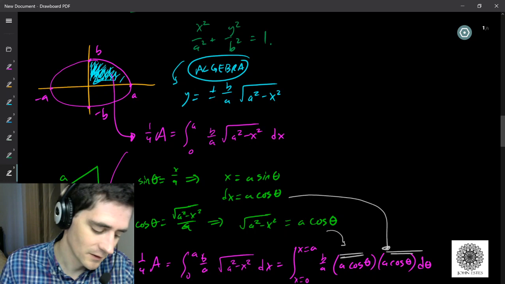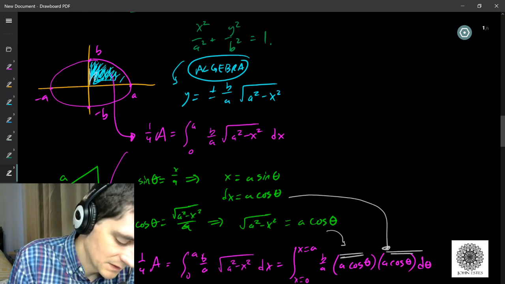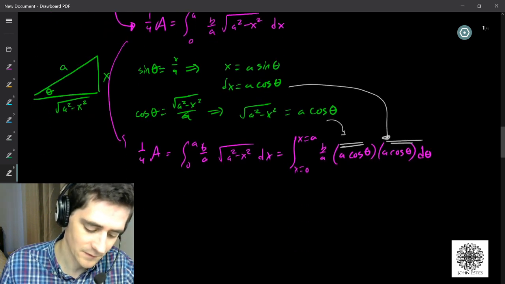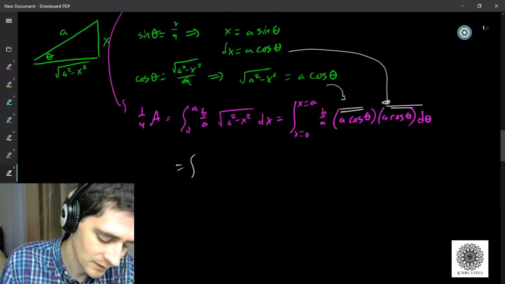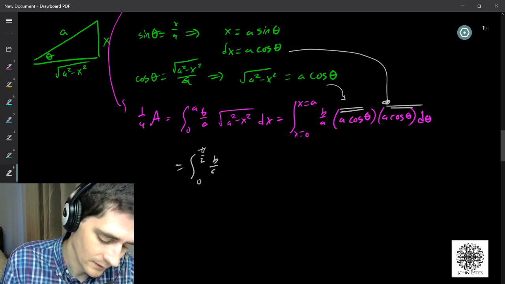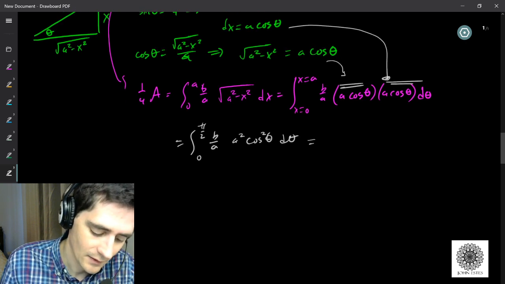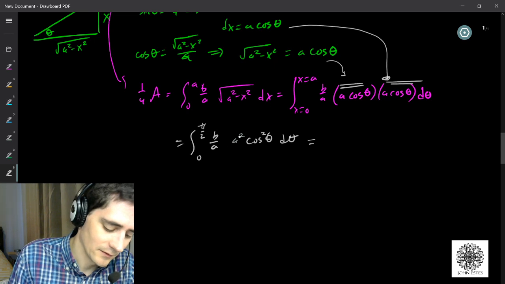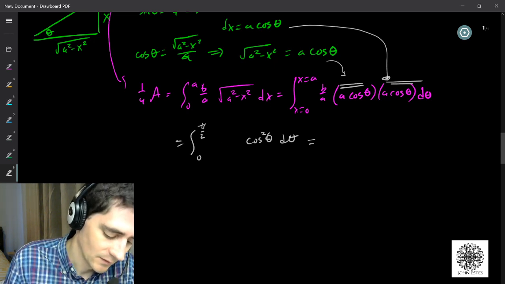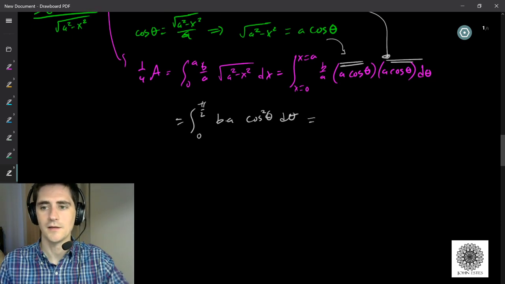instead of going from 0 to a, what am I doing? My rotation is going from 0 to pi over 2, right? It's just that first quadrant. So I can write this completely as the integral from 0 to pi over 2 of b over a squared cosine squared d theta. One of the a's cancels out, so I have just b times a cosine squared d theta like that.